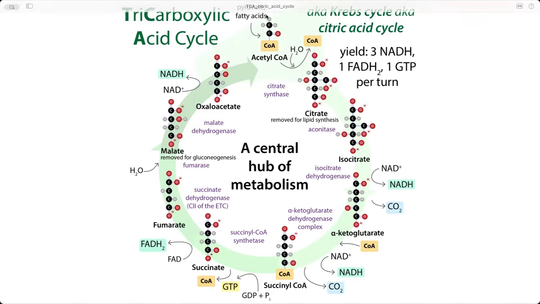We added 2 carbons from the acetyl-CoA. We have 4 carbons from the oxaloacetate. We end up with a 6-carbon compound. And we have a tricarboxylic acid because we have 3 carboxylic acid groups. We're going to lose 2 of them each turn of the cycle.